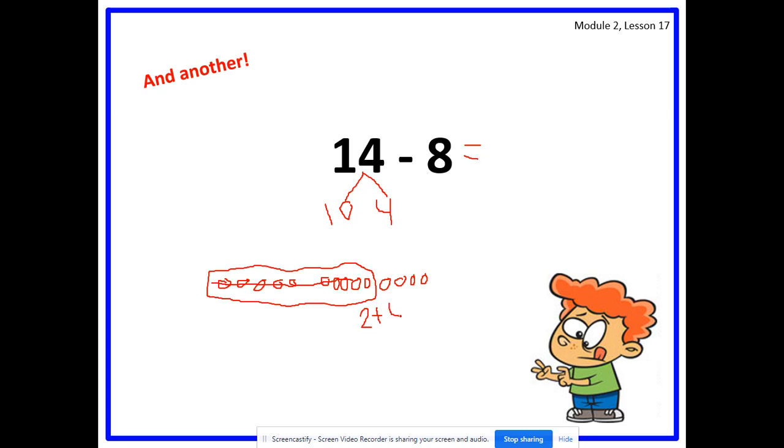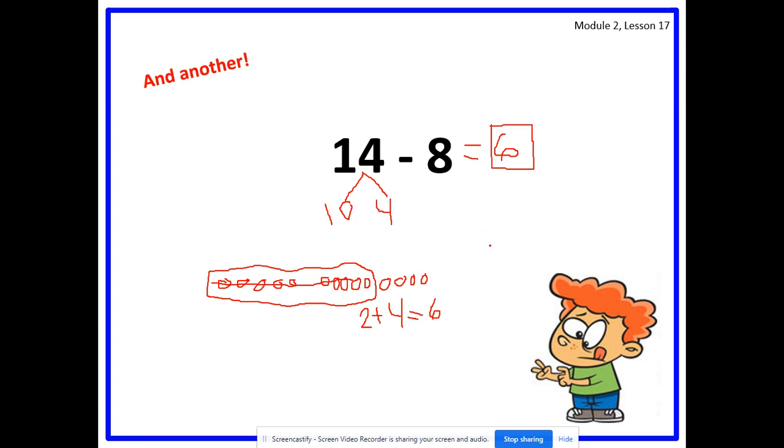Yes, 4. So 2 plus 4 equals, if you do not know, remember you can count on. You have 4, 5, 6. So 2 plus 4 is 6. 14 minus 8 equals 6. Your answer should have been 6. Make sure that that is what you got.